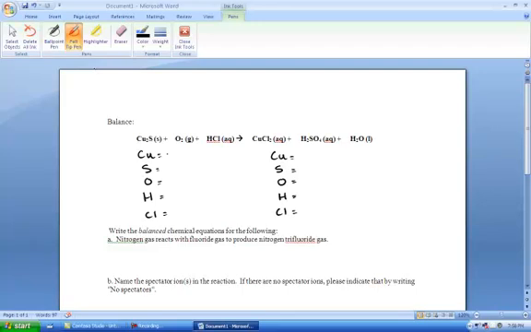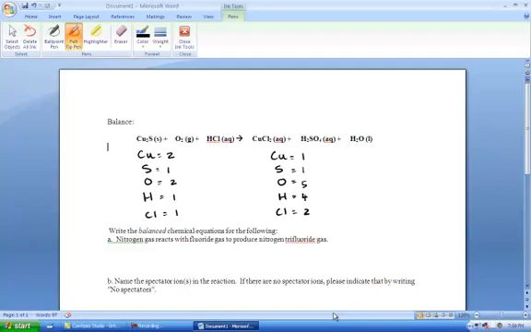So on the left side we have 2 coppers, looks like we have 1 sulfur, 2 oxygens, 1 hydrogen, and 1 chlorine. On the other side we have 1 copper, 2 chlorines, 4 hydrogens, 1 sulfur, and looks like 5 oxygens. Oxygen is usually something that's difficult to balance, so I'll try to balance that last.